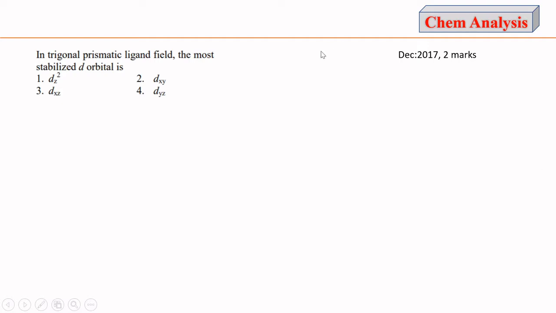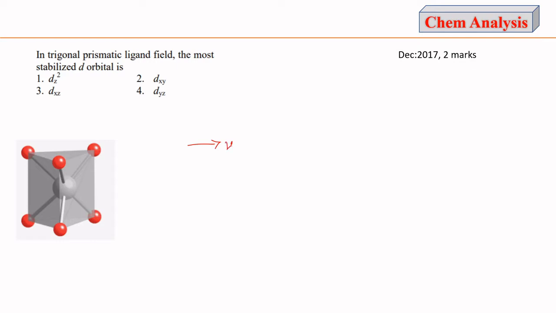So the first question: it is given in a trigonal prismatic ligand field, we have to identify the most stabilized d orbital. Now if we see the structure or geometry of a trigonal prism conformation, these red ones are ligands and the center atom is the metal, and we can see that the metal-ligand bonds are oriented along the xz and yz axes. If we consider this axis as x, this as y, and this one as z, all the metal-ligand bonds are oriented in the xz plane or yz plane. There is no ligand in the xy plane or along the z axis.